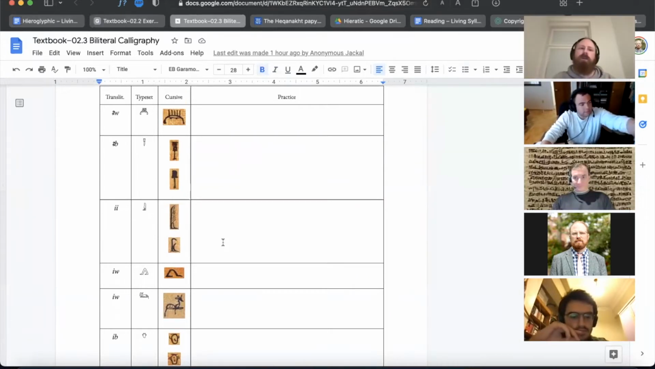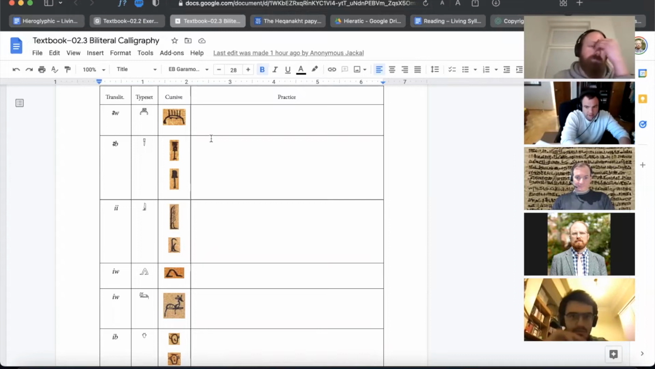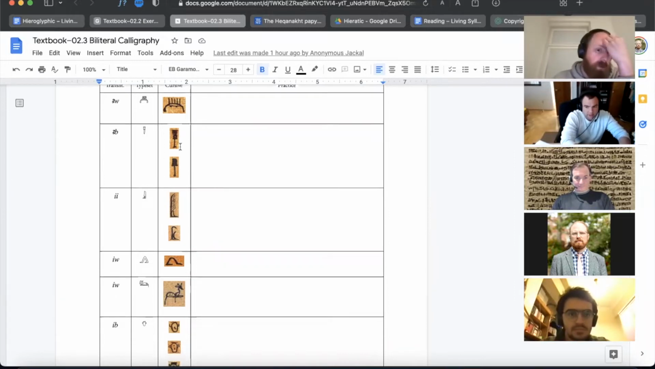I don't actually have a classifier calligraphy because classifiers are fewer and farther between, and they can be quite hard to find in a text. That's also a good idea. I should probably make one. But this is a thing that you've probably seen before.